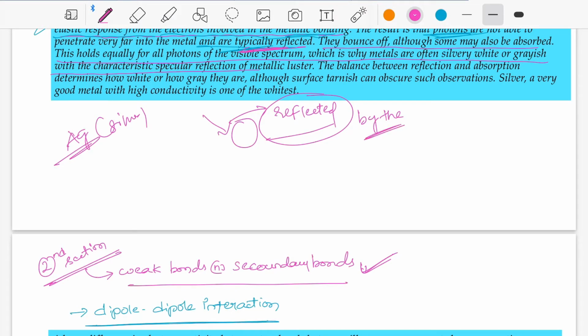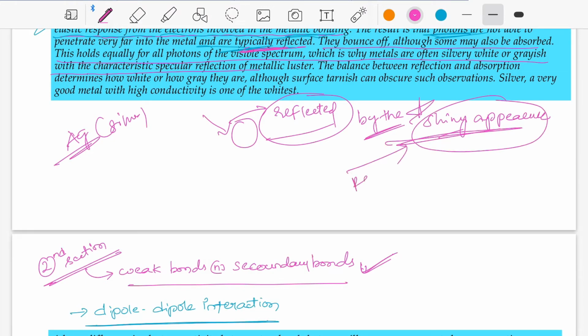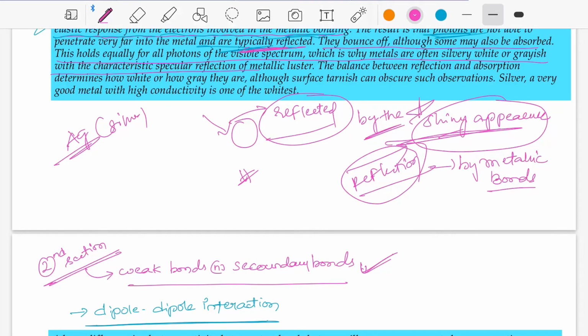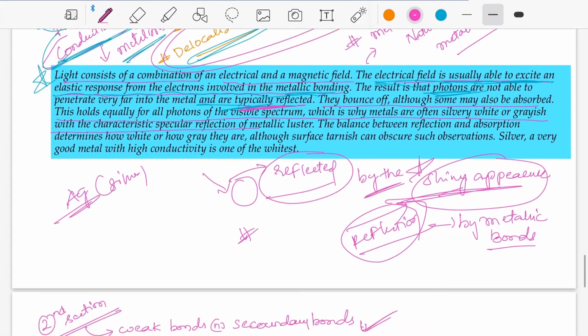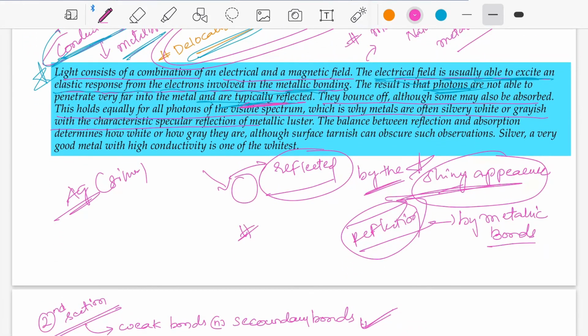Why do we get a shiny nature? We generally get a shiny appearance of metals and some metallic structures. Why? Because of the reflection of the light energy by the metallic bonds. So many properties of the metal are due to the metallic bonding, which results from the delocalization of electrons. That's very important, delocalization of electrons.